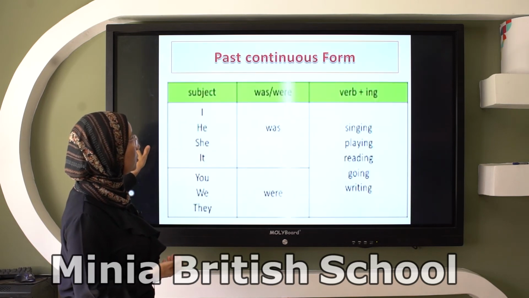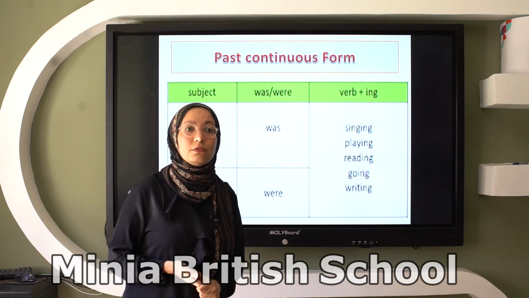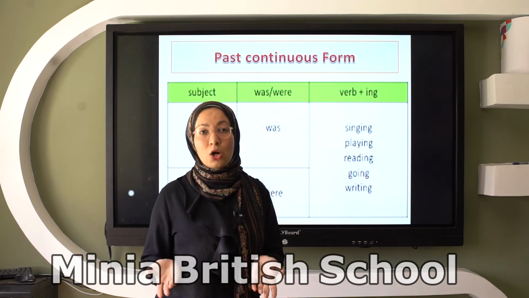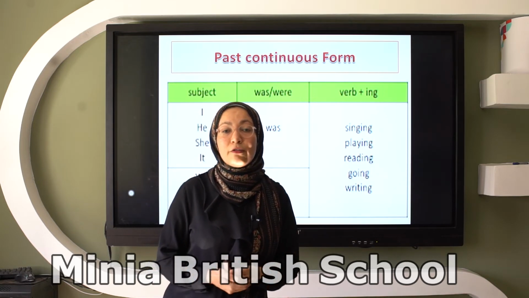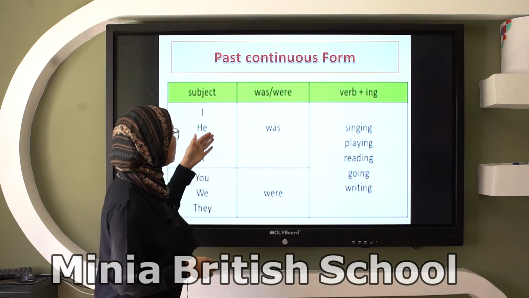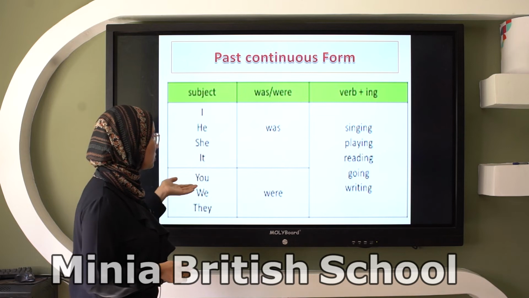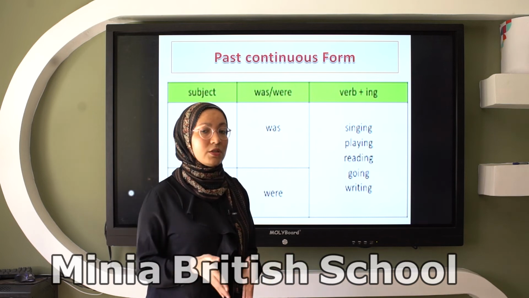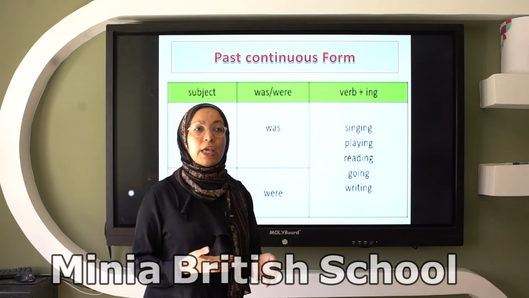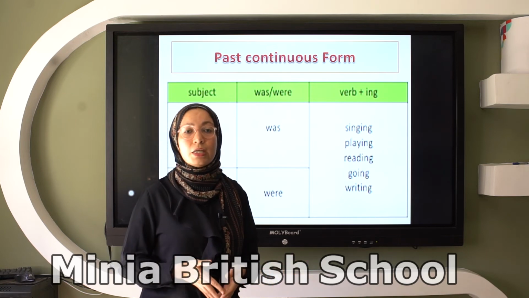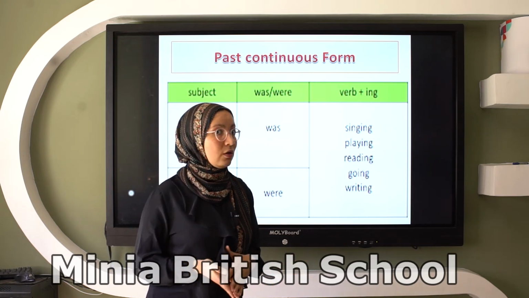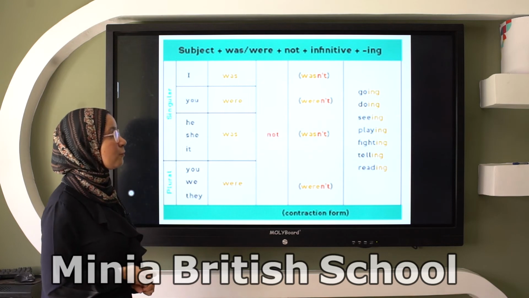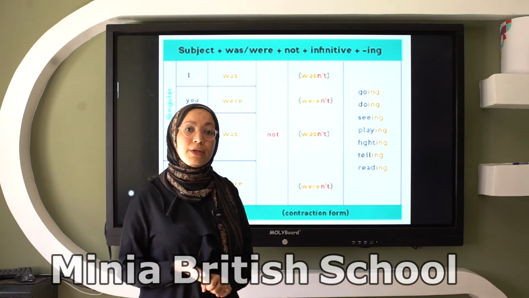Okay, now the form, I think the form of the past continuous is very easy. We just use was or were plus the gerund form of the main verb of the sentence. So here we have I, he, she, it, was; you, we, they, were, plus the gerund of the main verb that you have. If you have the verb sing with he, so he was singing yesterday morning, for example. And for the negative form, we just use not after was or were.